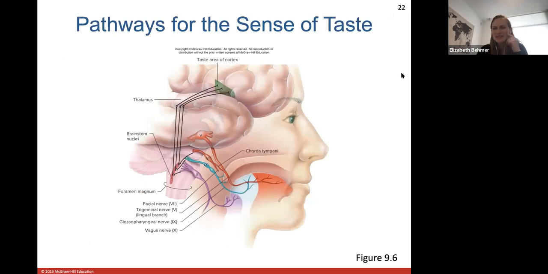Here's the pathway for the sense of taste. We see different cranial nerves actually innervating different parts of the tongue and different parts of the pharynx.